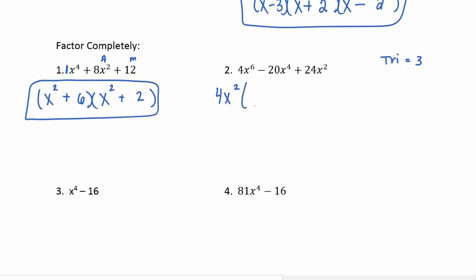I can take x squared from all of those. So x to the 6th divided by x squared is x to the 4th. 20 divided by 4 is 5. Then I have x squared left. 24 divided by 4 is 6. And I don't have any x's left. So I need to look and see if I can factor what's on the inside. Well, that's a trinomial. So I'm going to see if I can factor this.